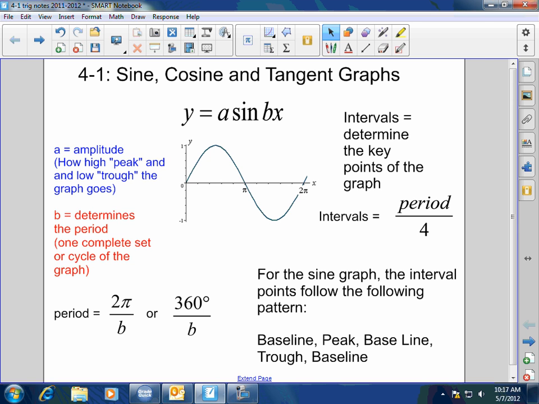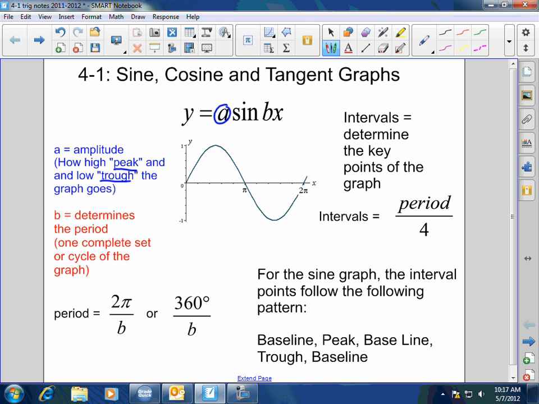Let's talk about what these letters mean. First of all, A. The A stands for amplitude. Okay? The amplitude means how high, which is called the peak, or how low, which is called the trough, kind of like sound waves or real ocean waves. Okay, there's a peak and a trough. The amplitude determines how high and how low it goes.